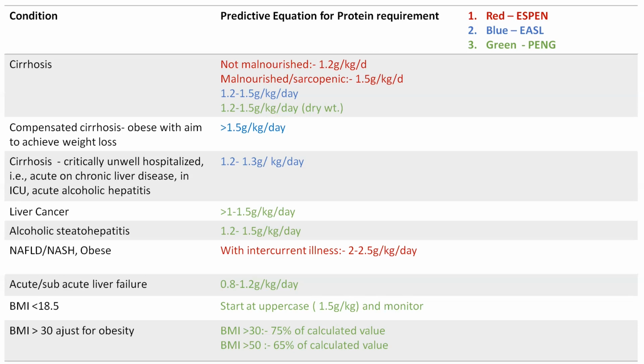Again, compensated cirrhosis is always with the aim to achieve weight loss. Once we are talking about weight loss, we need to restrict the fat as well as the carbohydrate. Then again, we have to focus on more protein, up to 1 to 1.5 grams, so that the patient may not lose muscle mass. Muscle mass depletion should not happen in a cirrhosis patient. So up to 1 to 1.5 grams per kg of dry weight per day.